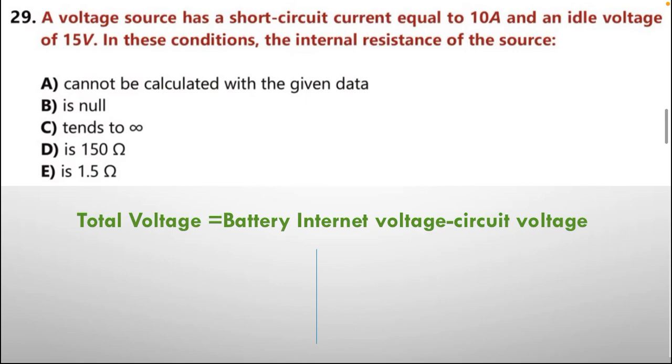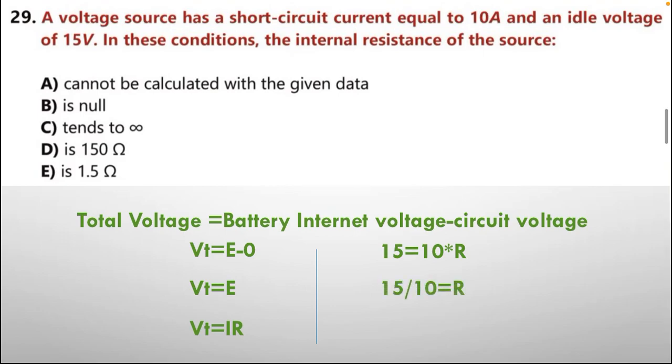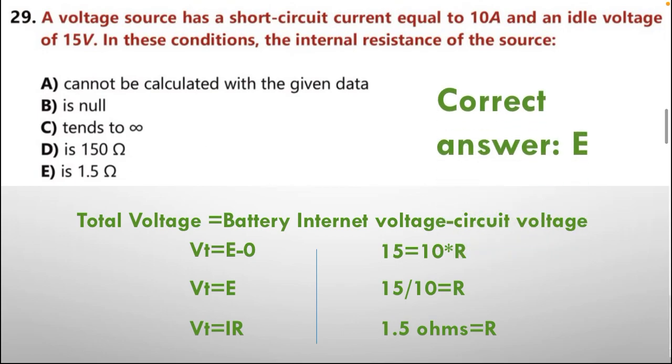Total voltage equals battery internal voltage minus circuit voltage. Vt equals E minus 0. Vt equals E. Vt equals IR. Here, by putting the values, Vt equals 15 equals 10 multiplied by R. So R is 15 divided by 10, and the resistance we get is 1.5 ohms. So the correct option is option E, that is 1.5 ohms.